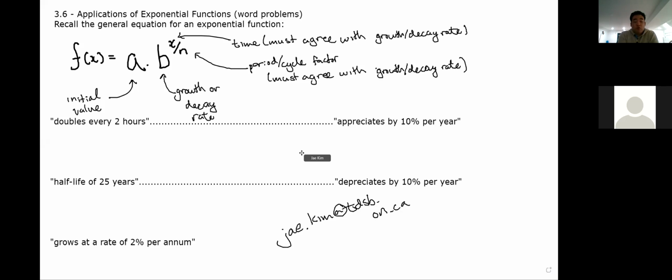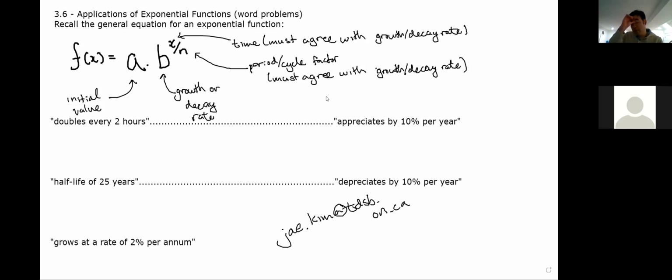It is up to you to read and recognize what the initial value might be, what the growth or decay rate, in other words, the base for the exponent might be, what the power is in terms of time, and if the time has to be modified by a kind of periodic or cycle factor.